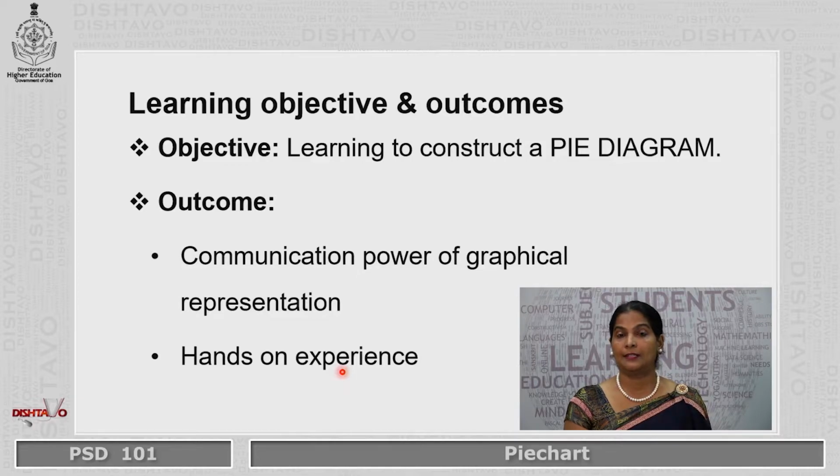Well, the basic objective of this module is to teach you how to construct a pie diagram, and by being present for this module, you are going to learn the communication power of graphical representation and also have hands-on experience in learning how to construct a pie diagram.